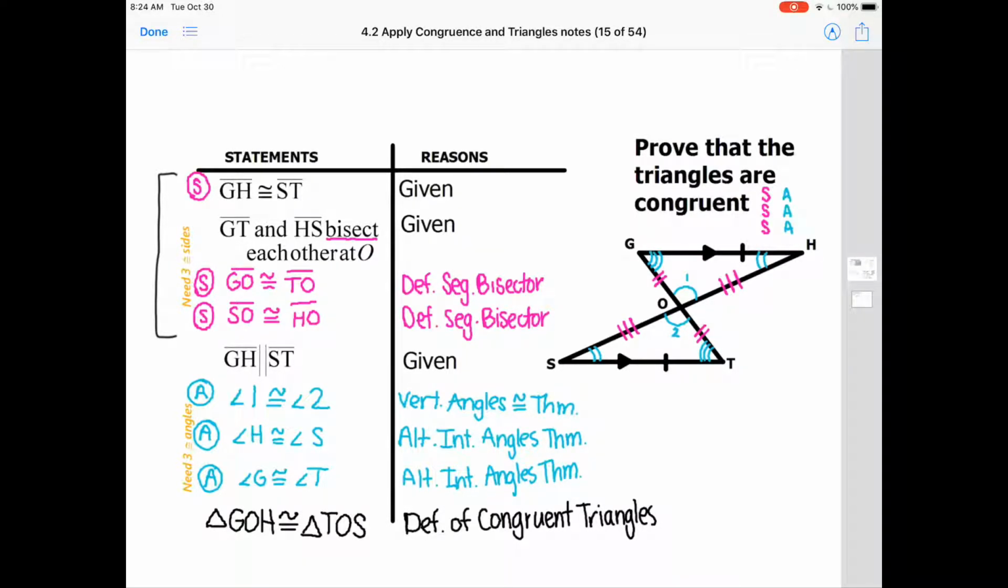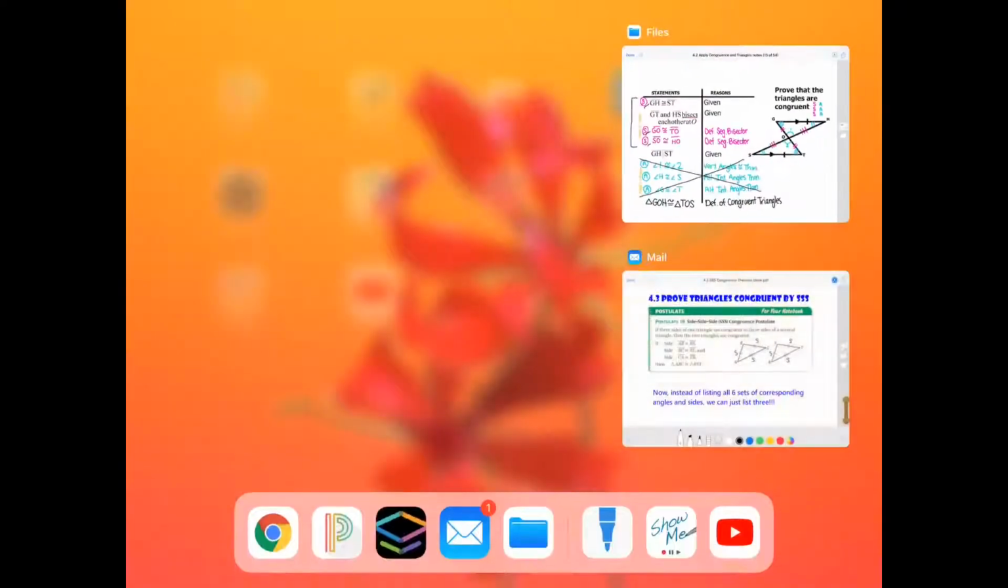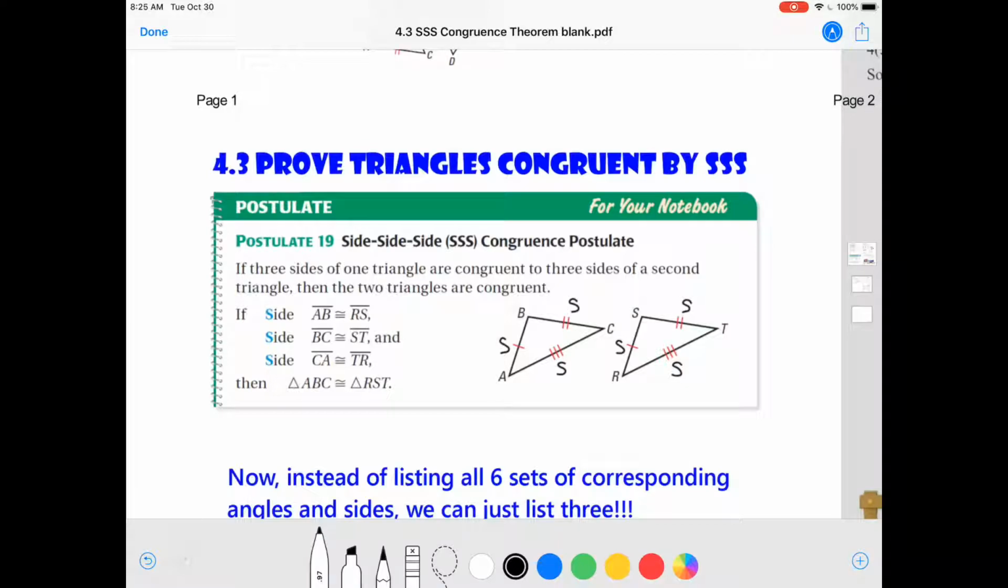Well, what the side-side-side congruence postulate does for us is it makes it so that we don't have to mention all of those angles. Because once we show the side, the side, and the side, the angles are guaranteed, so we don't even have to list them anymore. So it'll be sort of like a shortcut for us. Instead of listing all 6, we're down to 3.